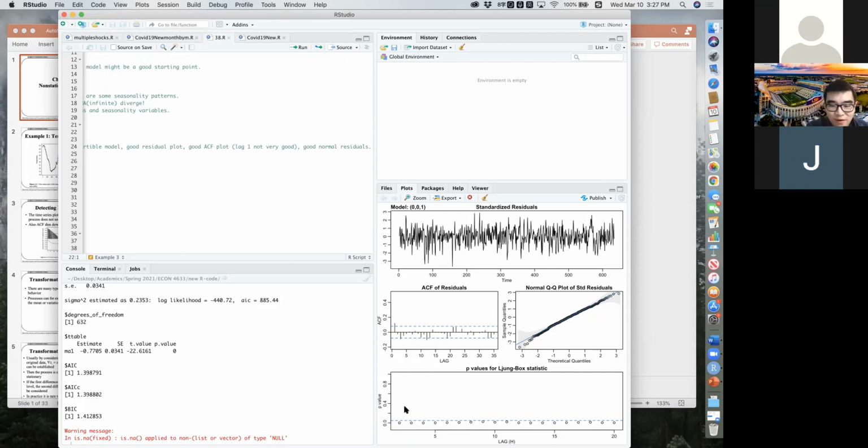If all these dots are larger than this blue line, then we think our model is a good model. We do not reject the null hypothesis, and our null hypothesis is that our model is a good model. But you can see here that all the points are actually lower than this blue line. So this suggests that our model might not be a good model.